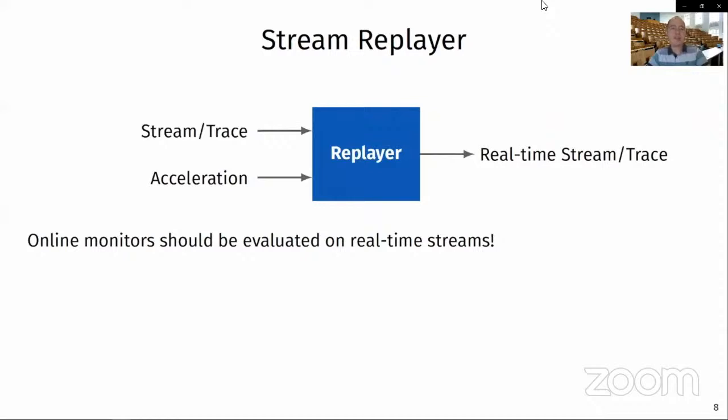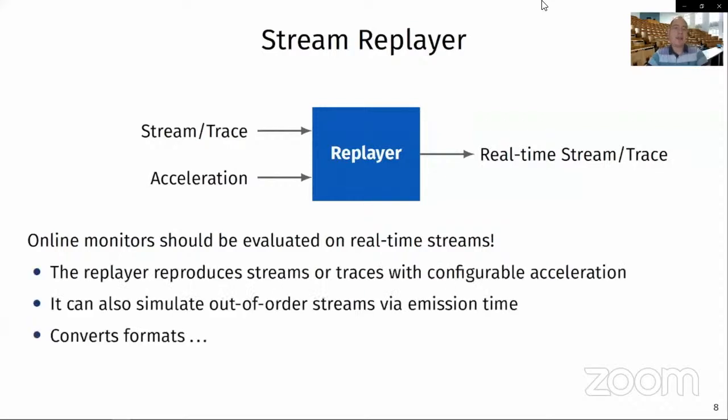Since our benchmark is for online monitors, we need to provide a component that will generate real-time streams. This component is the stream replier. The replier takes a stream or a trace and reproduces it in real time based on the timestamps that are in the stream. It can accelerate or decelerate streams based on a configurable parameter. It can also simulate out-of-order streams or convert formats and do many other things. Let's consider an example.